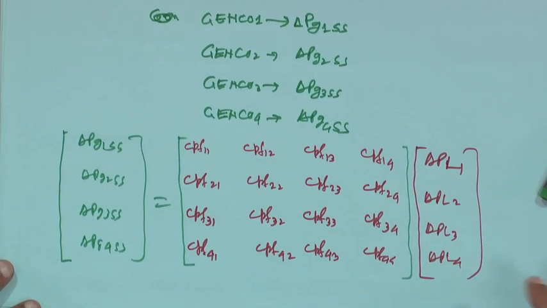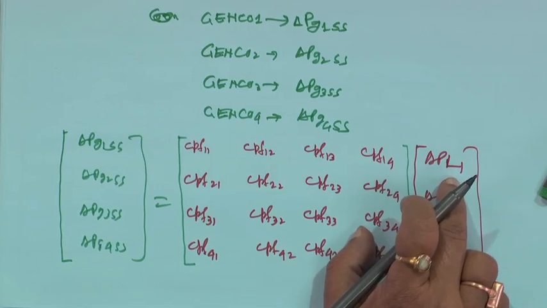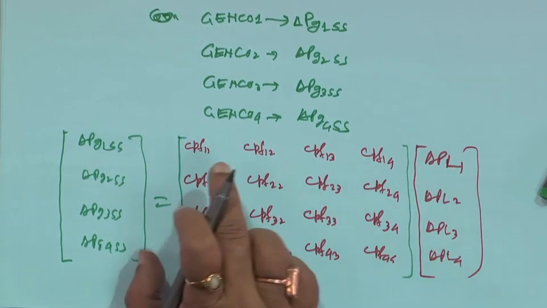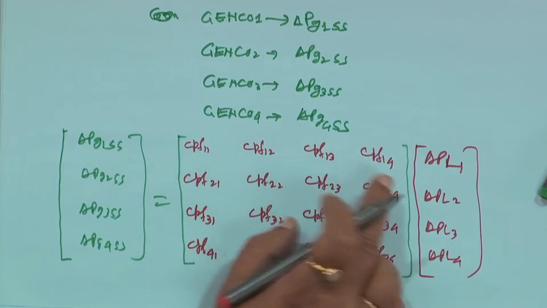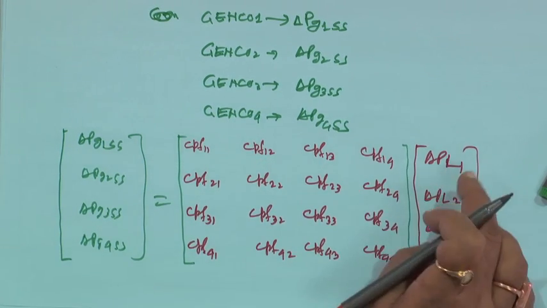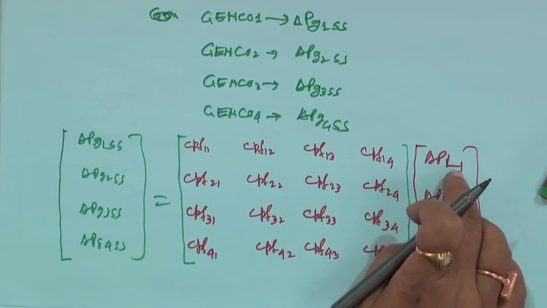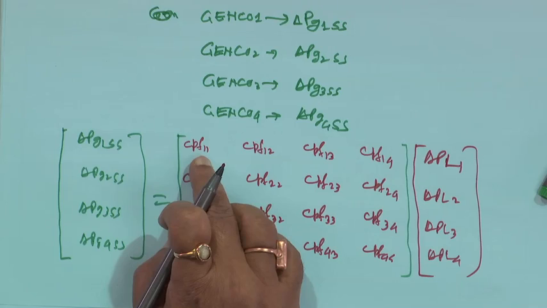Suppose delta PL1 is the power demand of distribution company 1. It has contact with GenCo 1, then GenCo 2, then GenCo 3 and GenCo 4. This contact with GenCo 1 is this much.